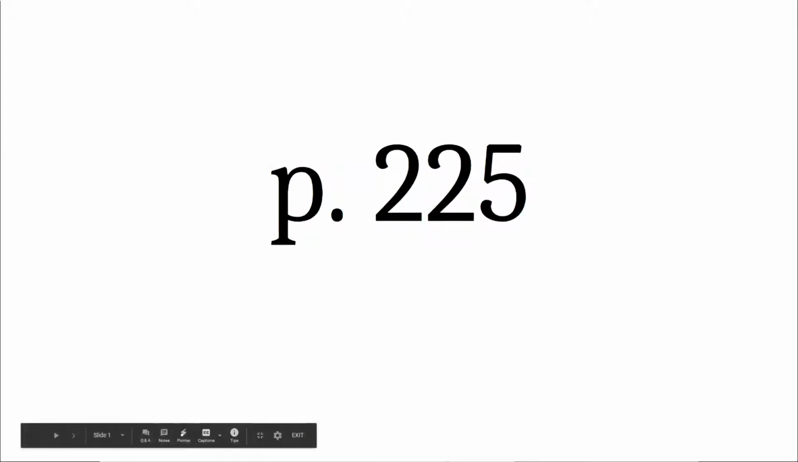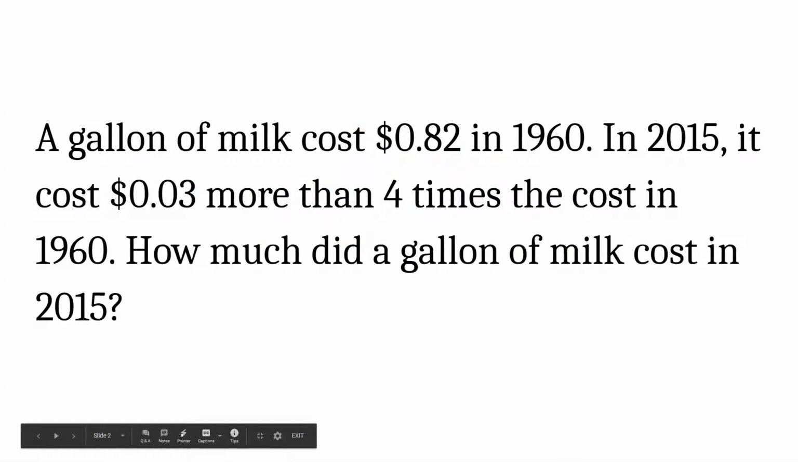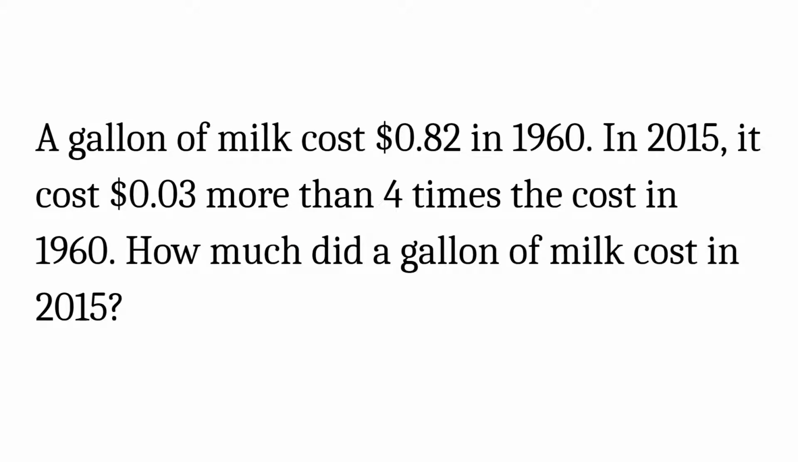And we're going to be talking about page 225, which is your classwork today. So we're going to go through the problems a little bit together so that you can feel comfortable doing the problems. Okay, so here's the first one. It says a gallon of milk cost 82 cents in 1960. In 2015, it costs 3 cents more than 4 times the cost in 1960. How much did a gallon of milk cost in 2015?